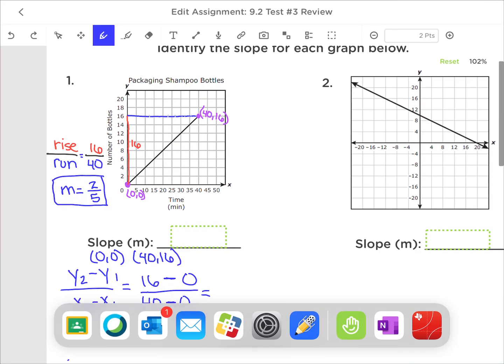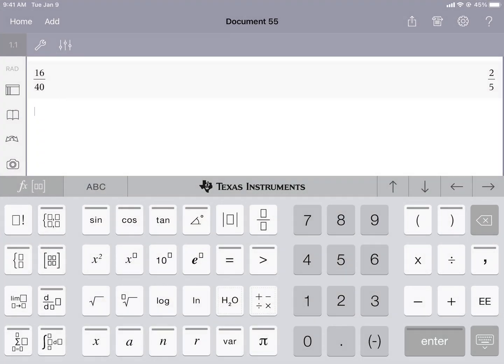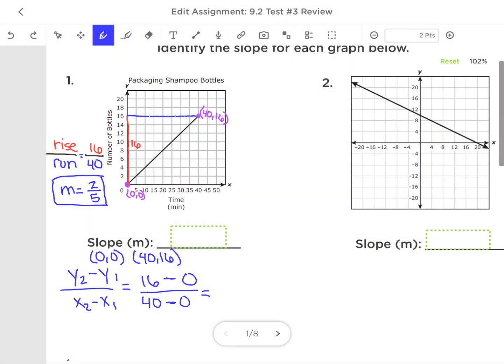And again, when I type that into my calculator, I can type it in just like that. So I have my calculator. I use the fraction button. It was 16 minus 0. On the bottom, I had 40 minus 0. Again, I get 2/5. So it doesn't matter which way you solve it, you get the same exact thing. So whenever you're typing it in, you're going to use the Move Select tool. You're going to click on the box and type it in. It's not going to let me because I don't have the student version. Okay, so 2/5 is your slope. Perfect.